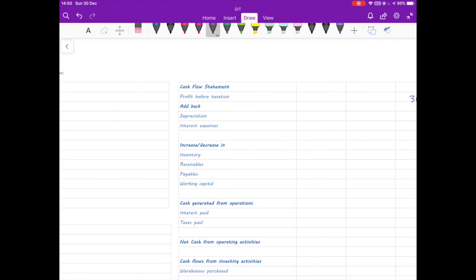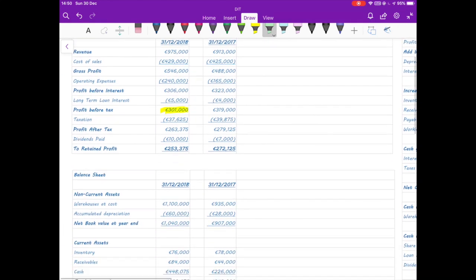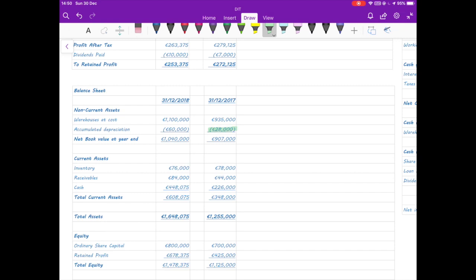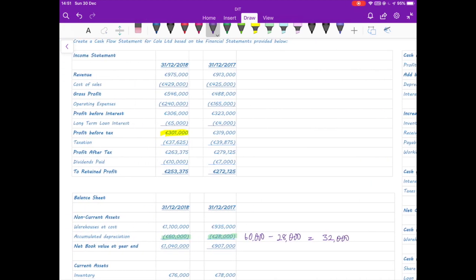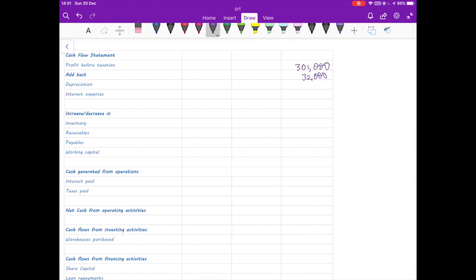We then have the add backs of depreciation and interest. So for depreciation, it's going to be the change in the figure from year to year, as we mentioned. So it's the 60,000 minus the 28,000, which tells us the depreciation charge for the year was 32,000. And so we're going to add that back as the first add back. The interest expense comes out of the income statement and is €5,000. You can see it there, and that's also added back.